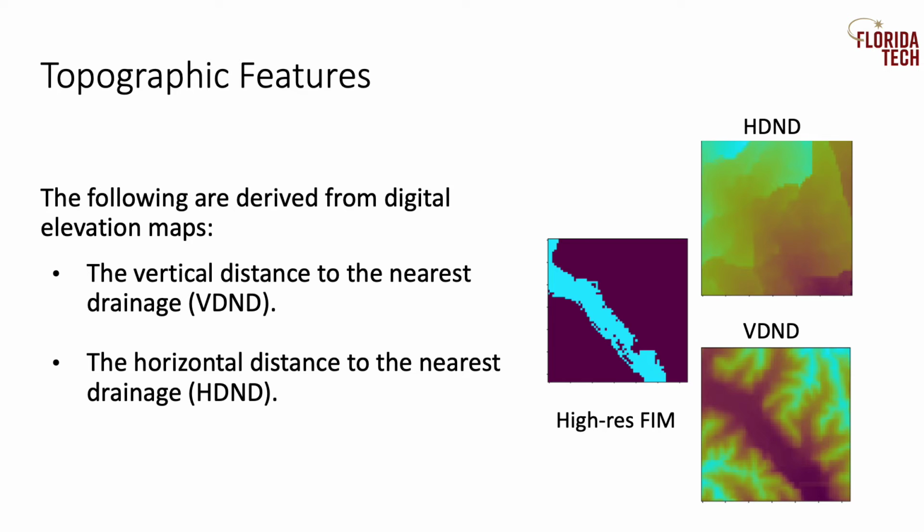Additionally, a topographic database was prepared for each flood inundation map using a 30-meter resolution. Digital elevation models were downloaded from USGS. These DEMs were used to devise two types of data. One, the vertical distance to the nearest drainage, and the horizontal distance to the nearest drainage. On the right, you will find an example of these two features for a high-resolution flood inundation map.